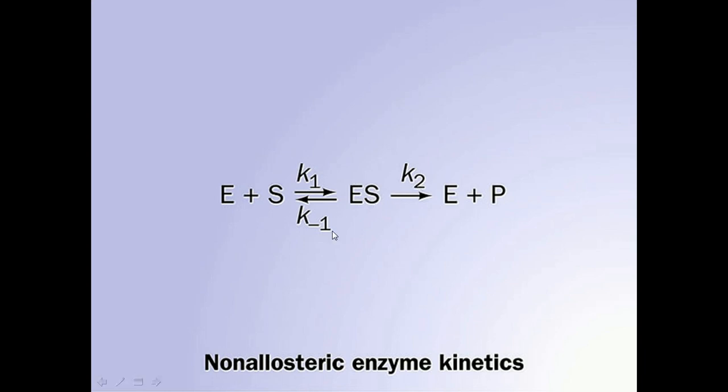K1, K2 and K minus 1 are represented as constants. These are Michaelis-Menten constants. K2 represents the breakdown of enzyme substrate complex into products. K1 represents the formation of enzyme substrate complex by enzyme and substrate, and K minus 1 represents the dissociation of enzyme substrate complex into enzyme and substrate.